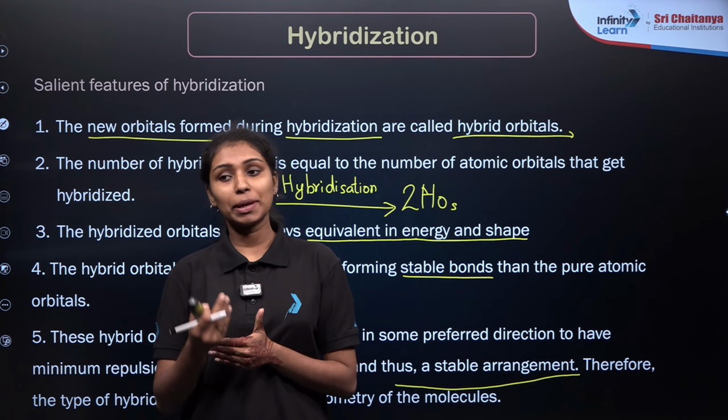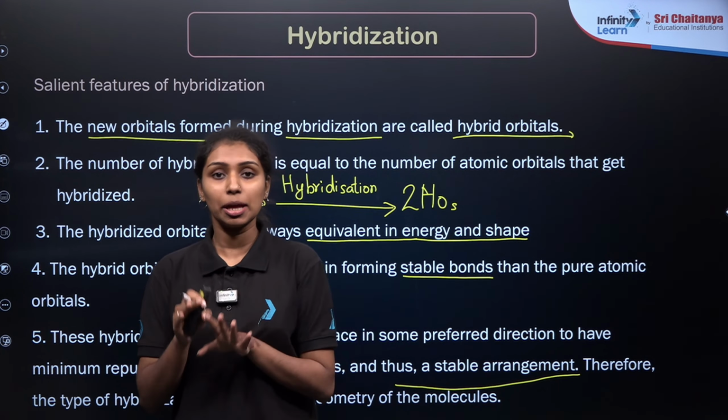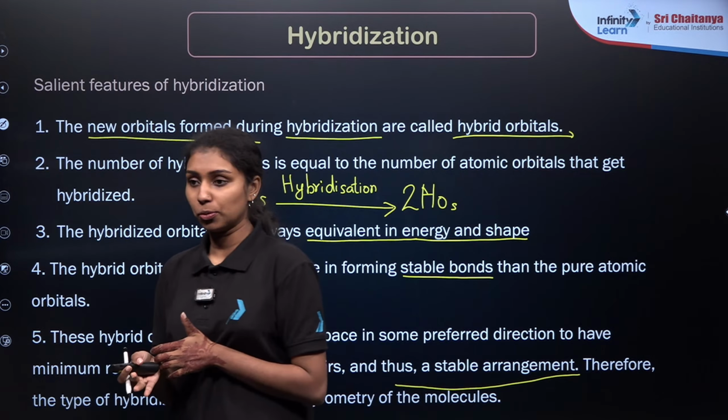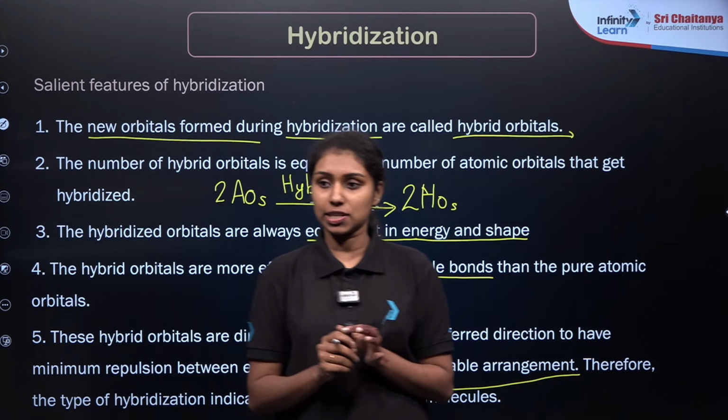The atomic orbitals having almost similar energy will undergo hybridization to form the same number of hybrid orbitals, and they will define the shape of the molecules. That is the basic idea about the hybridization.